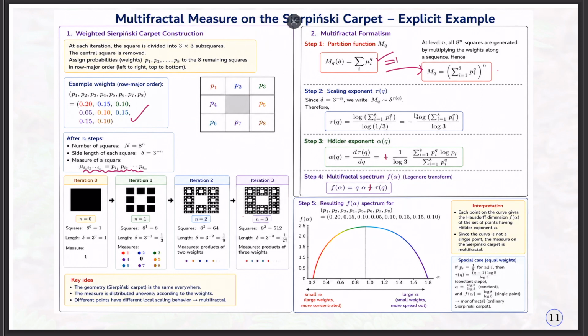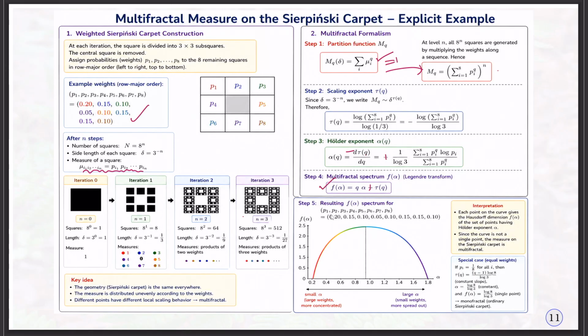Tau q is this one. Taking the minus derivative, d by dq of tau q, one can get the alpha q, then applying alpha q will get the f of alpha. Observe that alpha q takes different values for different p and q, and this will be the spectrum. Therefore f of alpha is the multifractal spectrum. So the Holder exponent alpha q is obtained from this tau q, then by applying the Legendre transform we can get f of alpha like this.